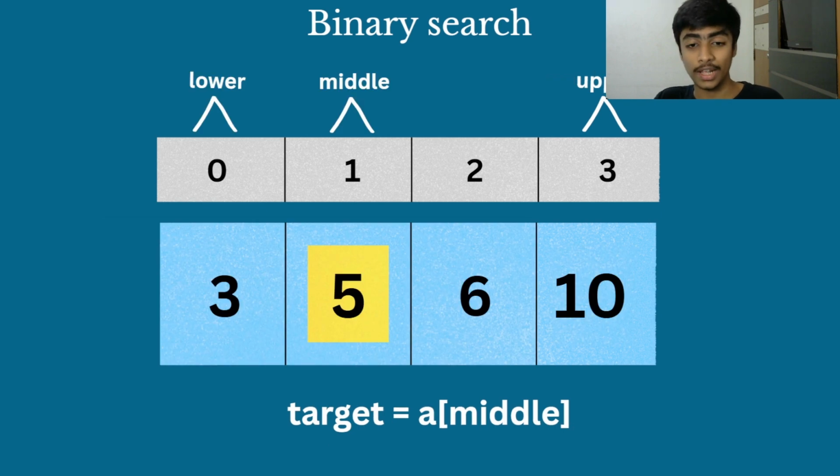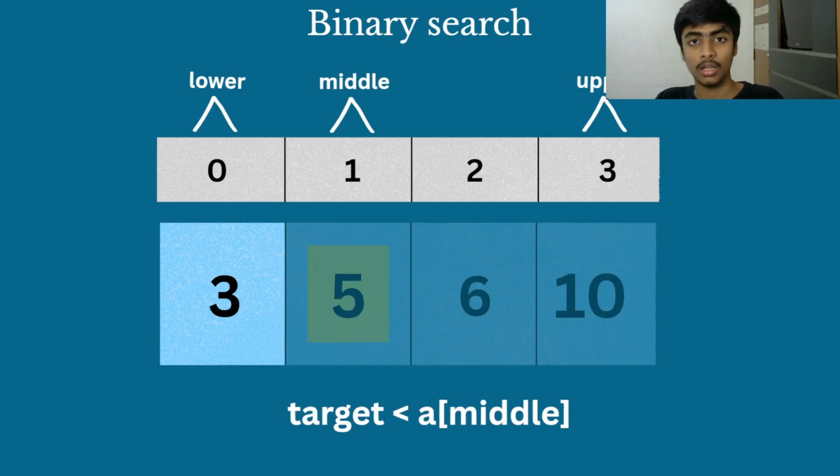Now in our original array, we also need to check if the target value that we're searching for is lesser than a of middle. If it is lesser than a of middle, we can just eliminate or ignore all the elements to the right of 5, because we know that since this array is sorted, my target value must be to the left of 5.